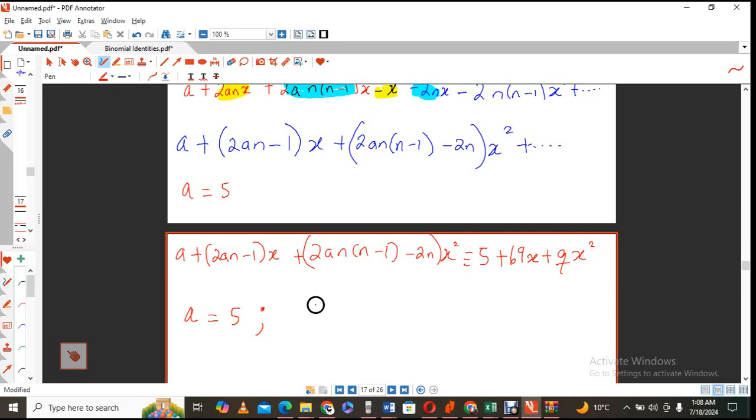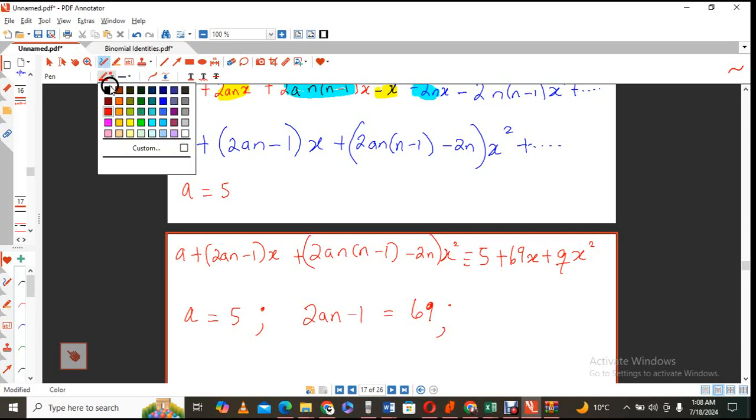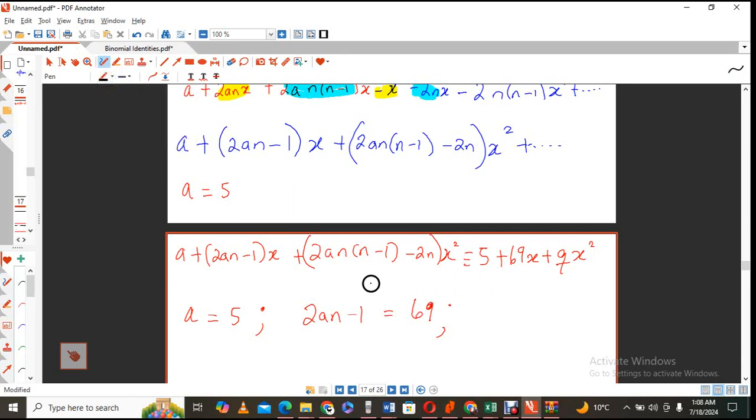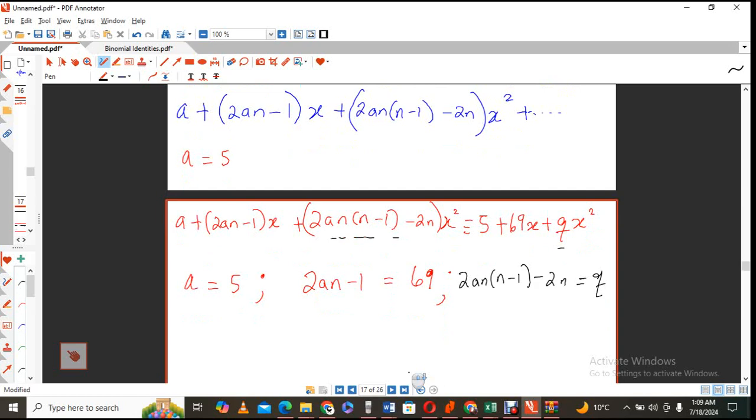What is the next thing? 2an minus 1, that one there, is equal to 69. What is the next one? The next one is quite a bit horrible, but we'll write it. Maybe I should use a different color pen. The next one is this whole business here: 2an(n minus 1) minus 2n, that thing is equal to q. So I'm equating coefficients. Right, so we know what a is.